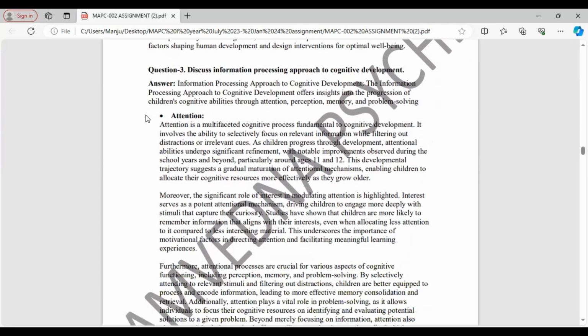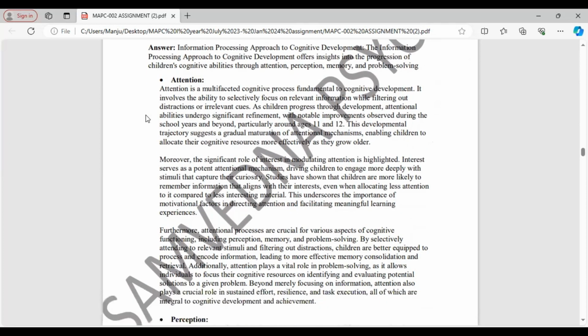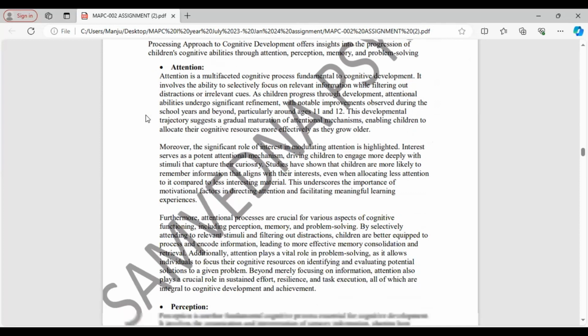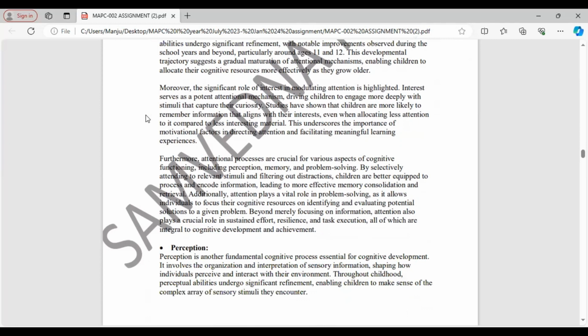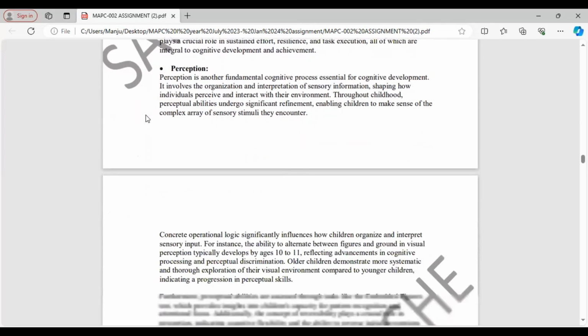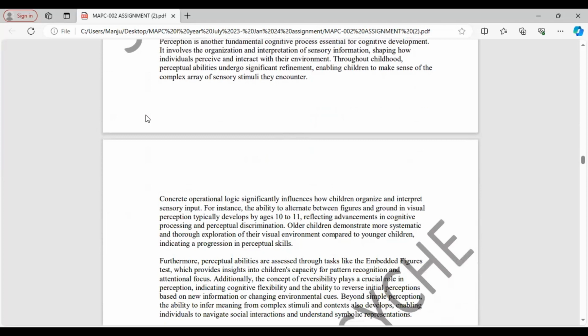Attention is multifaceted and fundamental to cognitive development. It involves the ability to selectively focus on relevant information and filter out distractions or irrelevant information. So you will go into detail on this. I'm not going into detail. Then perception. Perception is another important cognitive process, and it involves the organization and interpretation of sensory information, shaping how individuals perceive and interact with the environment. And then you have to discuss perception in detail.